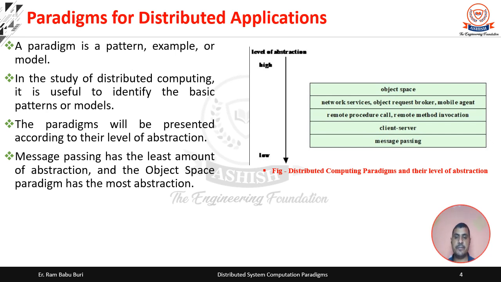In the figure, the top level is high level and below is low level. In the high level of abstraction, we have object space, after that network services, object request brokers, mobile agent, and after that remote procedure calls, remote method invocations, and then client server models. And the lowest level of abstraction is message passing.